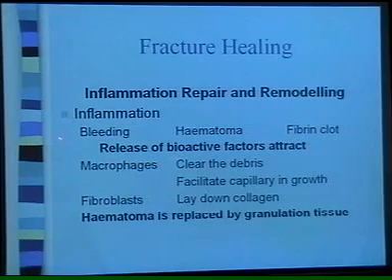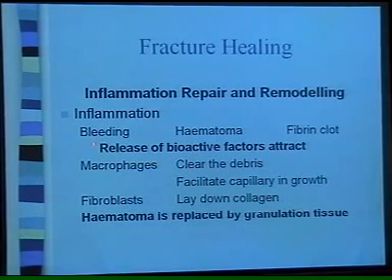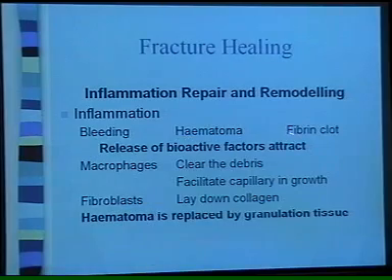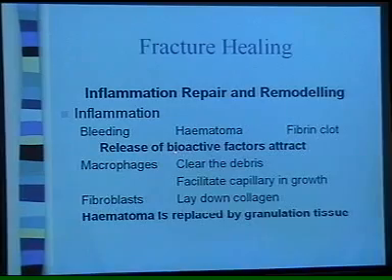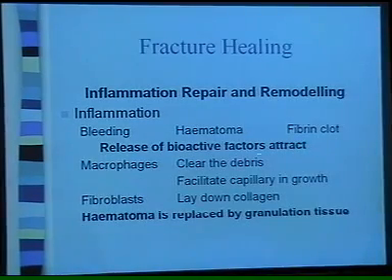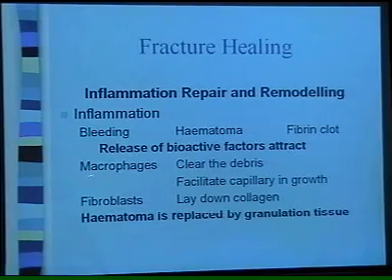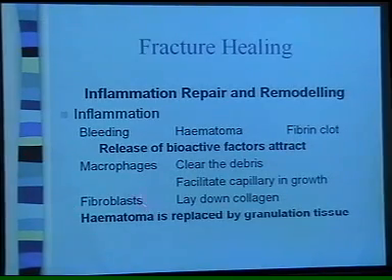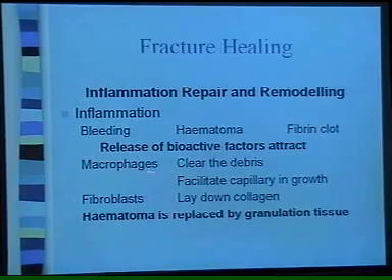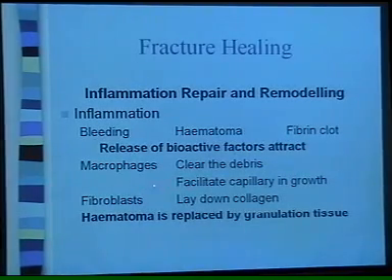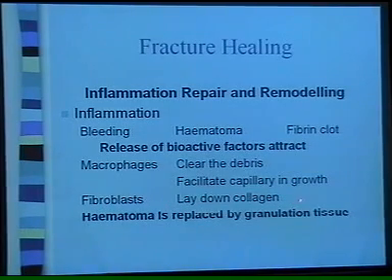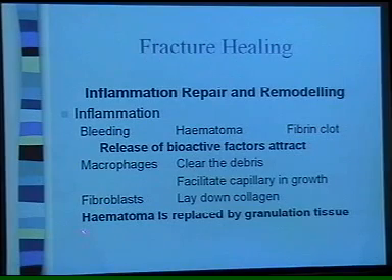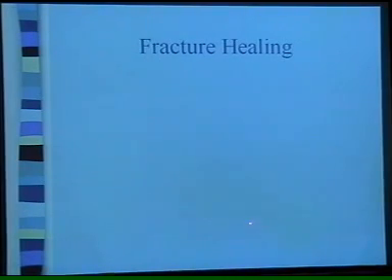Okay? Now the inflammation here. Simple algorithm. Bleeding happens, this organizes into a hematoma and becomes a fibrin clot. Lots of granulocytes are trapped in this, so they release these bioactive factors. I've got a list of them after, but they release these factors and they invite the macrophages and fibroblasts. This is the initial inflammation happening. Macrophages clear up the debris, they've got angiogenetic factors, they increase the blood supply, and then the fibroblasts lay down the collagen. This hematoma here is replaced by a granulation tissue. Before the soft callus, it becomes a granulation tissue.